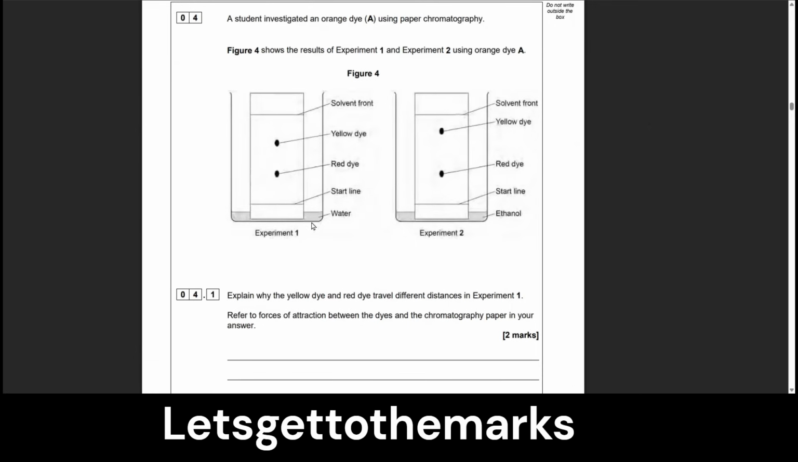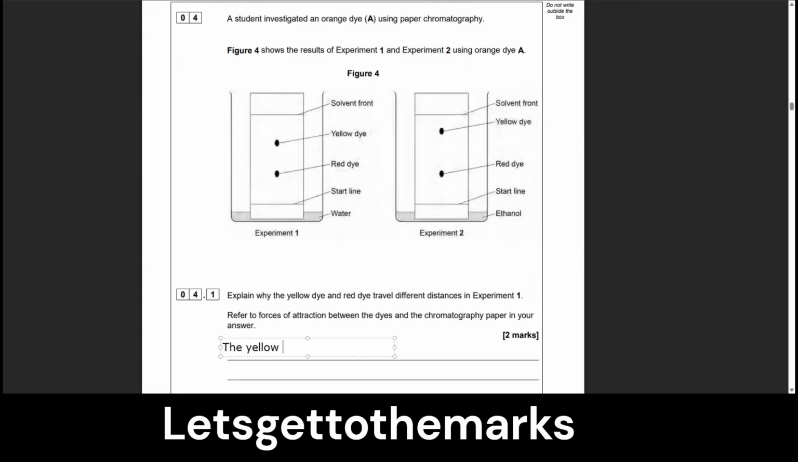So what we're looking at here, we've got water, we've got a start line. There was an orange dye A that was put there in the middle of the start line, and it's split into the different dyes that it's made of, and they move at different speeds up the paper. And they're asking us to say, why did they travel different distances? Refer to the forces of attraction. So what we're talking about here, guys, is actually, I'm just going to put it all on here. It's only 2 marks. So we're going to put this here.